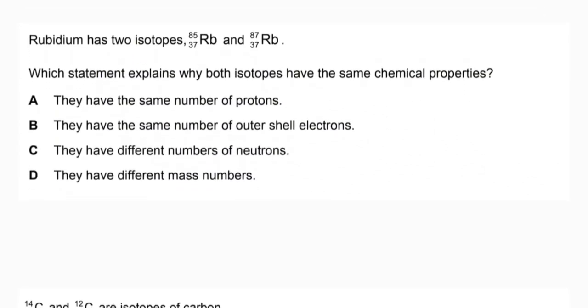Rubidium has 2 isotopes, 85 and 87. Which statement explains why both isotopes have the same chemical properties? Again, a similar question, so it has to be the number of outer shell electrons, right? They have the same number of outer shell electrons.